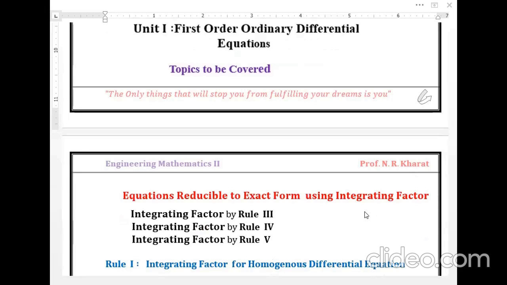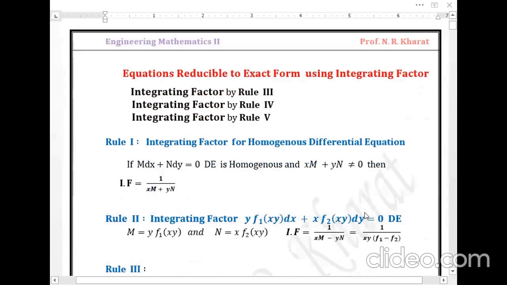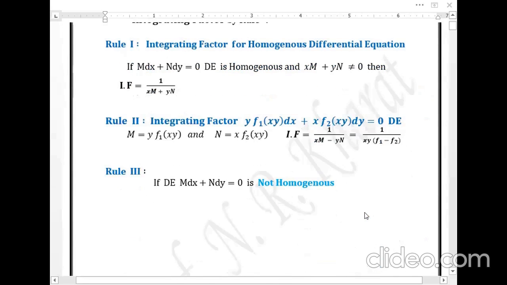So, to find the solution of a differential equation which is not exact, we will just summarize some basic rule number 1, rule number 2 and what is the basic idea behind rule number 1 and rule number 2 to convert the given non-exact differential equation into exact differential and finding its solution.